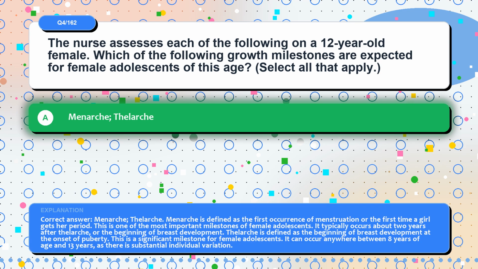Menarche is defined as the first occurrence of menstruation or the first time a girl gets her period. This is one of the most important milestones of female adolescence. It typically occurs about 2 years after thelarche, or the beginning of breast development. Thelarche is defined as the beginning of breast development at the onset of puberty. This is a significant milestone for female adolescents. It can occur anywhere between 8 years of age and 13 years as there is substantial individual variation.